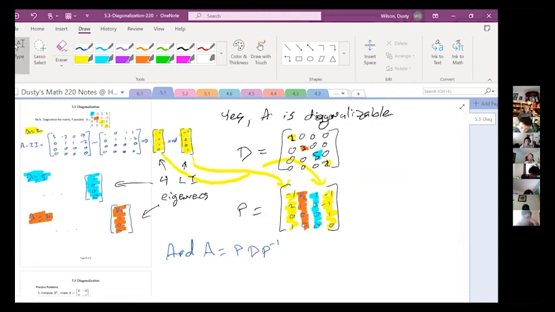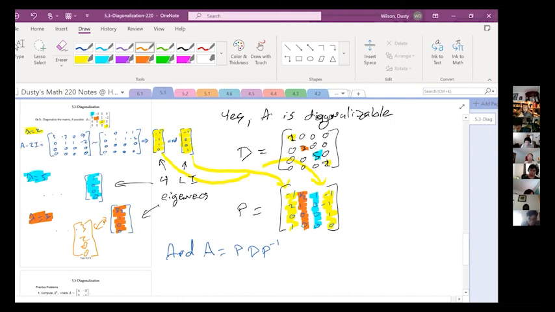Felix asked, would it be okay to write the orange vector 3, 2, 0, 0? Actually, I like that better. So if you wanted, you could write 3, 2, 0, 0. Remember, any scalar multiple of an eigenvector would also be an eigenvector in the same space. So sure, whatever makes you feel good. So A is diagonalizable.